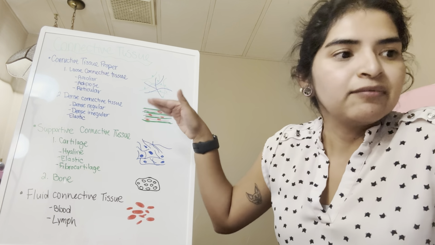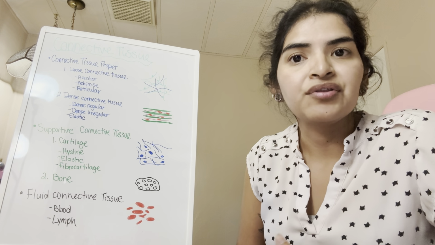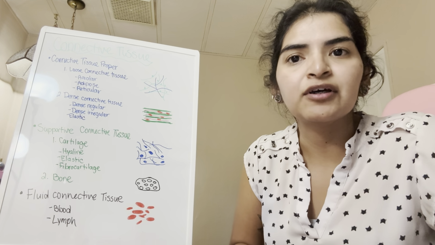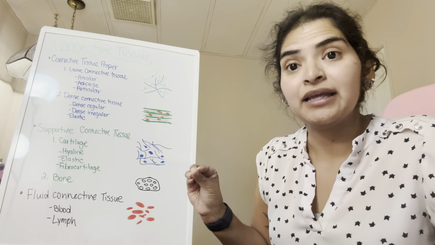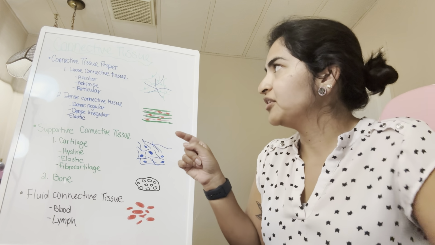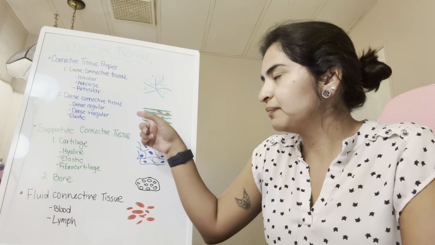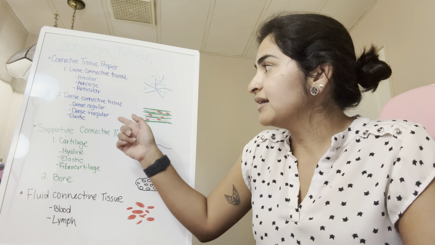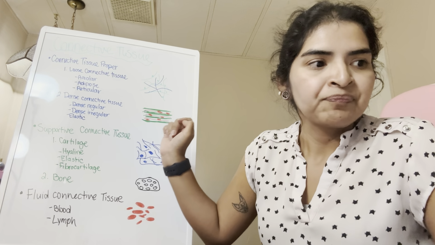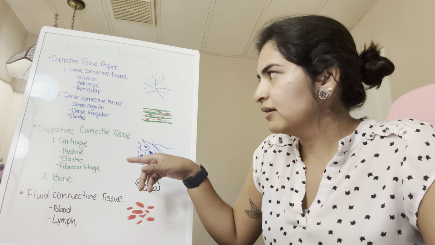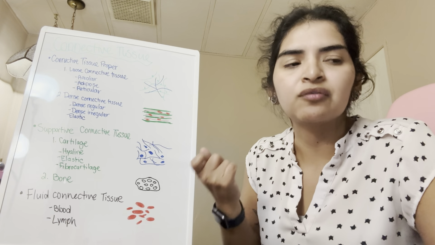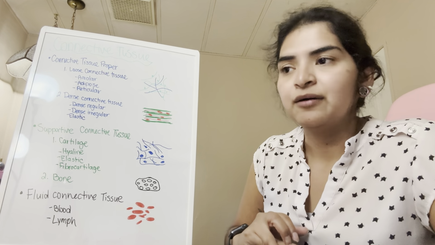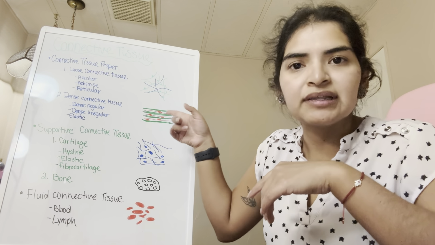And then the reticular one is, it supports all your soft organs, and it's like in the spleen, the liver, lymph nodes, and those are mesh-like. And then the other connective tissue proper is the dense connective tissue. And we got dense regular, dense irregular, and elastic. And with dense regular, it makes a very strong attachment. So that is by the tendons and the ligaments. And it just has parallel collagen fibers like that.